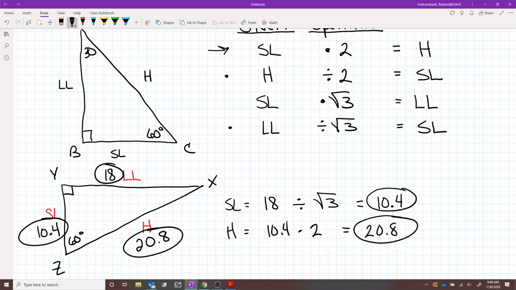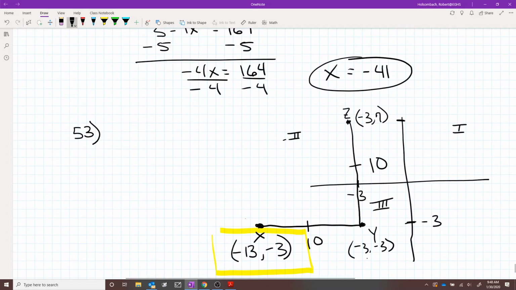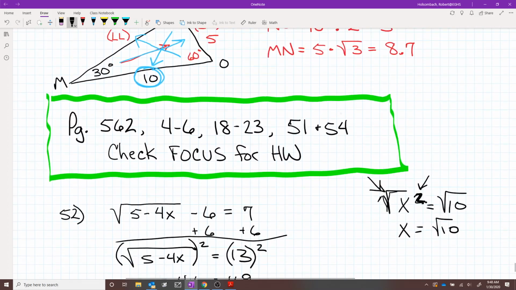Okay, your practice problems for today are highlighted right there in green.